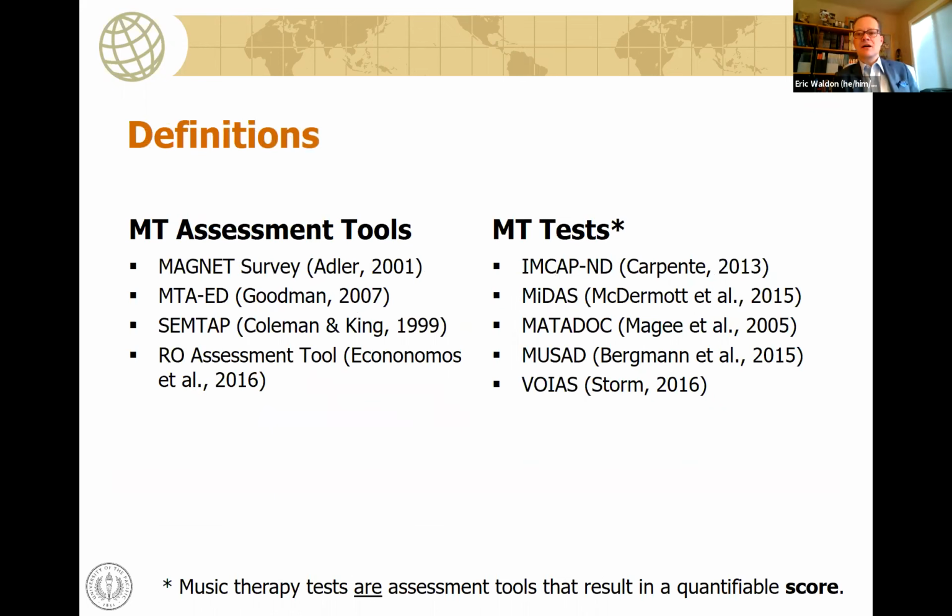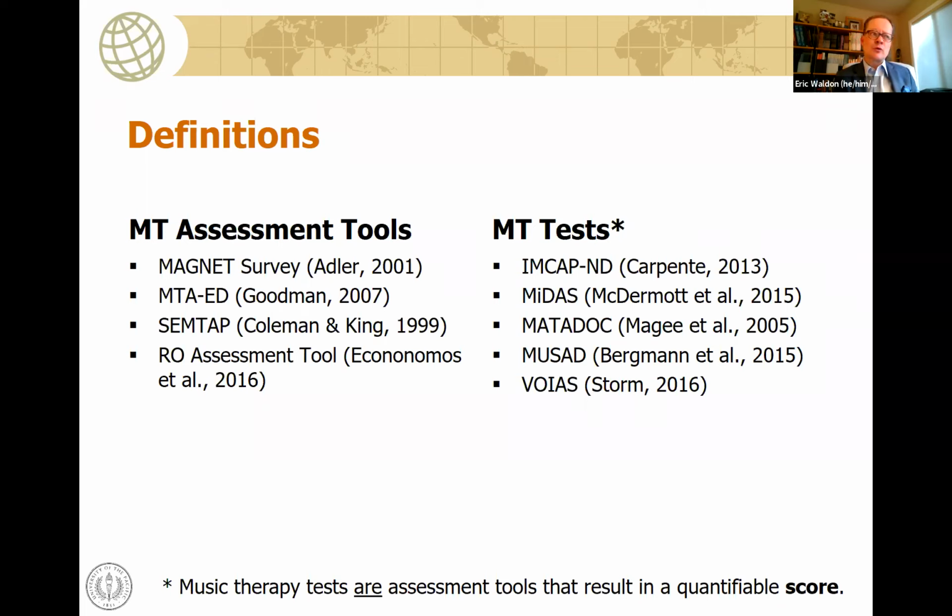So here are some assessment tools. We have assessment tools that are not tests on the left-hand side of the screen. Some of these you may be familiar with. There's the MAGNET survey, which is used with older adults. We have the MTA-ED, an assessment tool by Karen Goodman that is used for children and adolescents who have emotional disturbance. We have the SIMTAP, the Special Education Music Therapy Assessment Profile. And we have the RO assessment tool as well. These are assessment tools, but they're not tests.